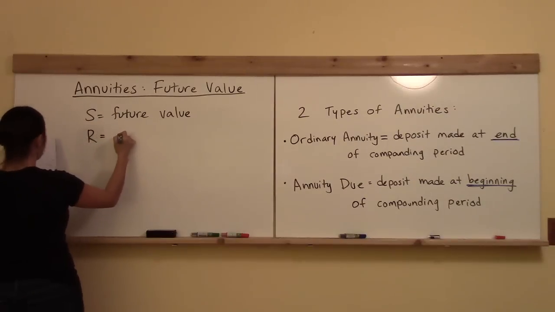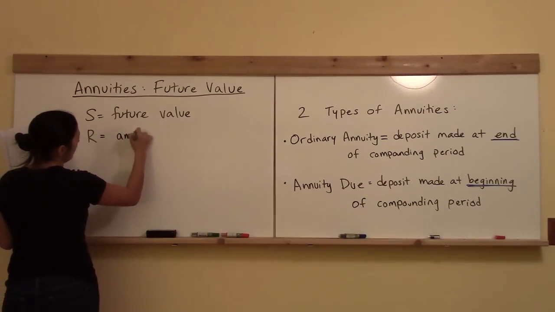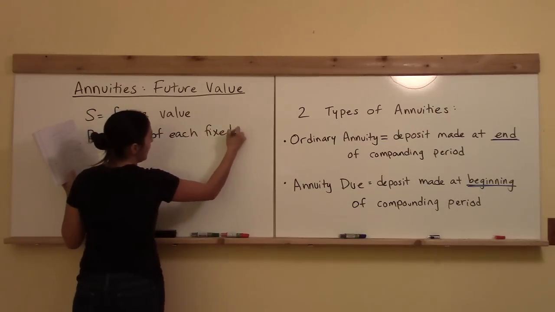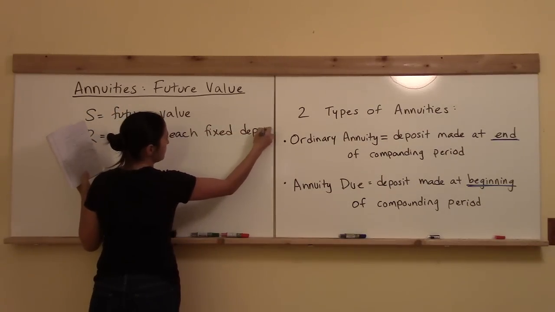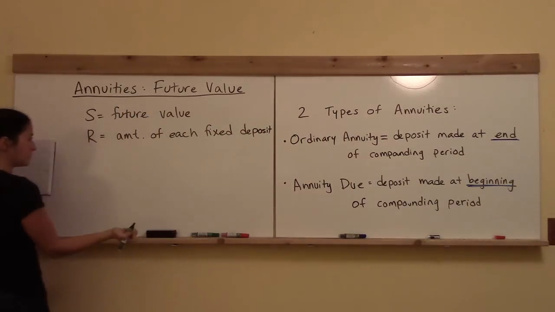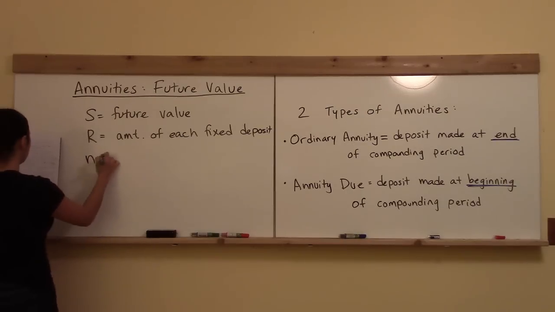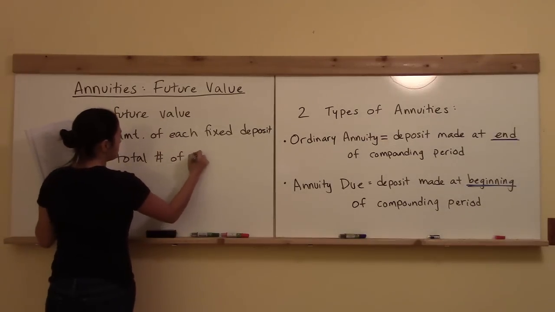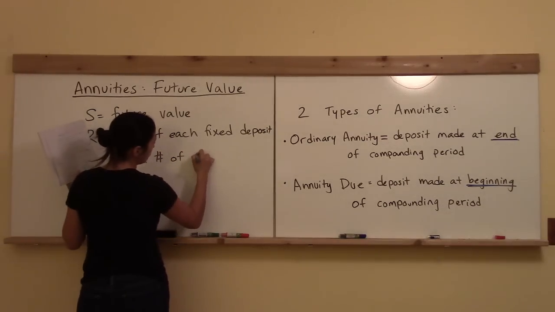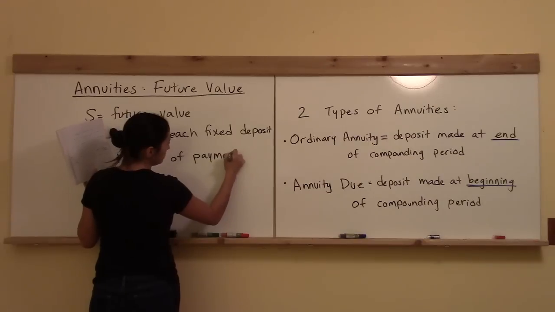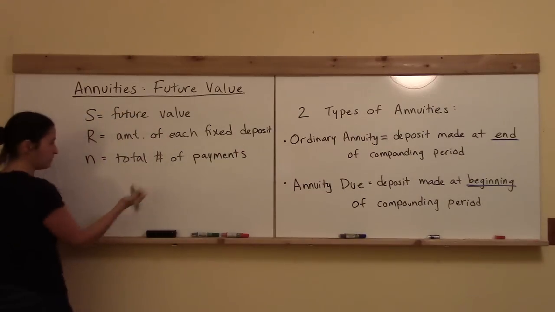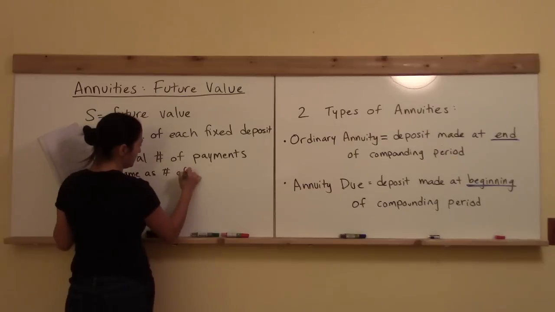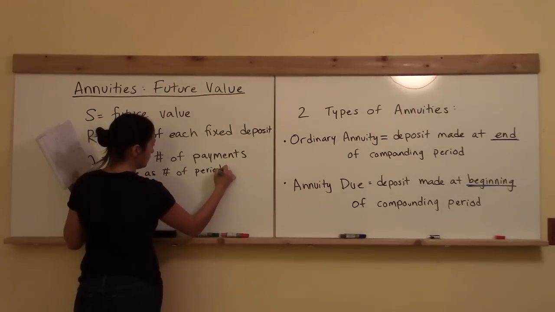S, as we've always worked with it, is what we're going to denote for our future value. R, that's going to be the amount of each fixed deposit. So if it was monthly, that's how much money I'm putting in every month, etc. That's the amount of each fixed deposit. N is going to be the total number of compounding periods, or the total number of payments, really. Okay, so total number of payments is the same as the number of periods that's compounded over.